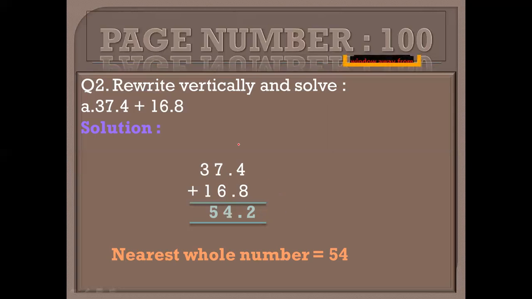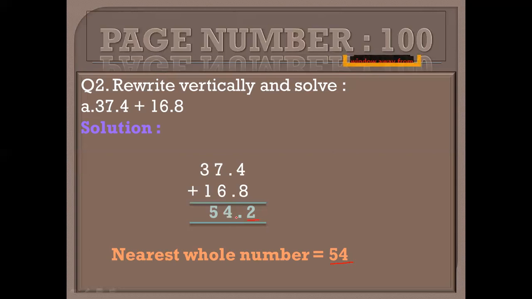37.4 plus 16.8. We add 37.4 and 16.8. After adding them, the answer is 54.2, and you see that the number on the tenths place is 2, and 2 is less than 5. It means that we only remove the decimal and the whole number will be unchanged.